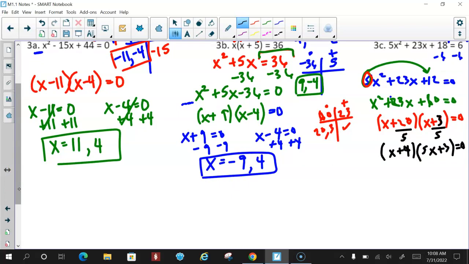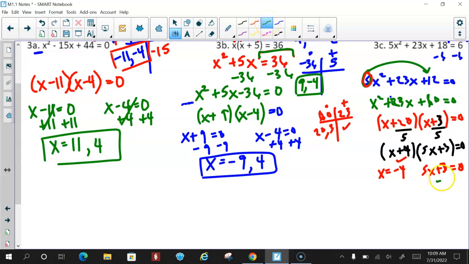Notice how I could just go ahead and use my shortcut for this first one. So if x plus 4 is equal to 0, that means x is equal to negative 4. But see how we've got 5x plus 3 is equal to 0? So we don't make any mistakes, guys, let's go through and solve for x. So you're solving a two-step. What would you do first?